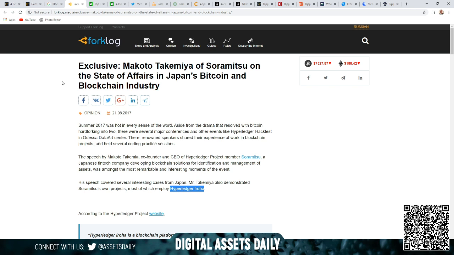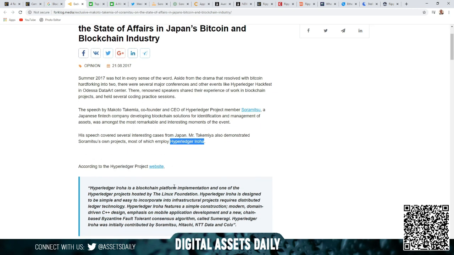What do we have there but Makoto Takamiya of Soramitsu on the state of affairs in Japan's Bitcoin and blockchain industry. His speech covered several interesting cases from Japan. Mr. Takamiya also demonstrated Soramitsu's own projects, most of which employ Hyperledger Iroha. If you scroll down a little bit, you have Hyperledger Iroha, a blockchain platform implementation of one of the Hyperledger projects hosted by the Linux Foundation.